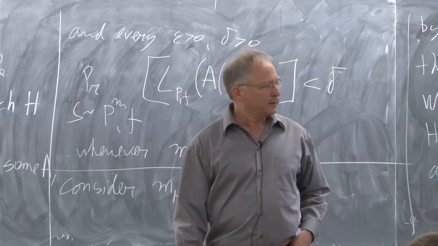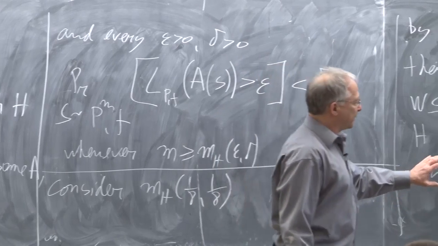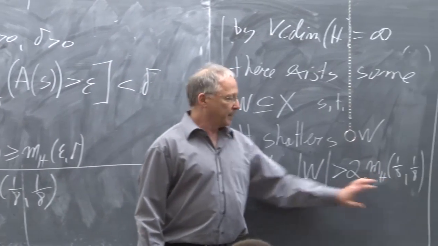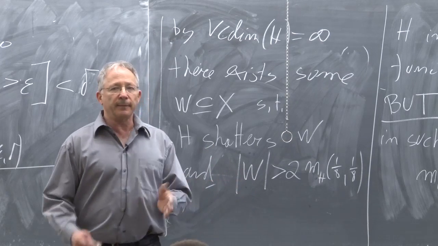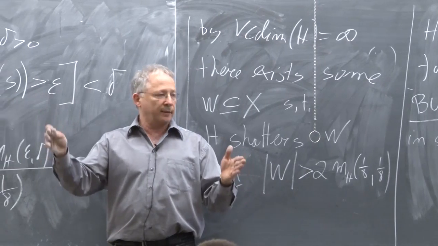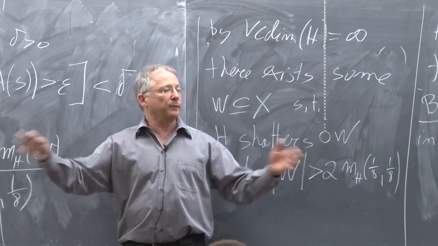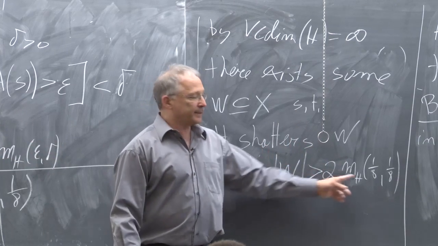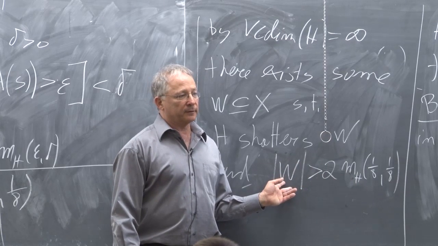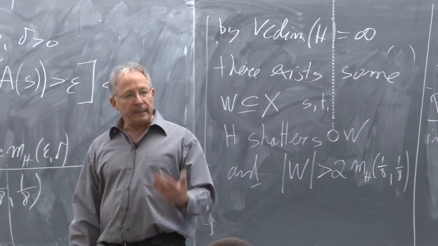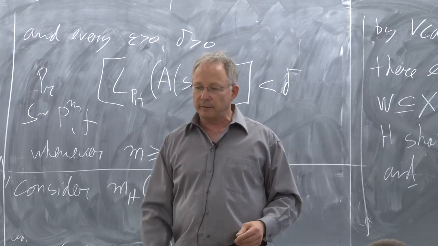Yes? Why is it that we can make the claim that the size of W is greater than 2 times m? The question was, how do I justify this claim? And the answer is that the VC dimension is the maximum size of a set that I shatter. If it's infinite, then for any number that you pick, I can shatter a bigger set. So I'll pick this number, and the infinite VC dimension says there exists a bigger set that I can shatter. Because infinite VC dimension just says there is no bound to the size of sets that I can shatter.